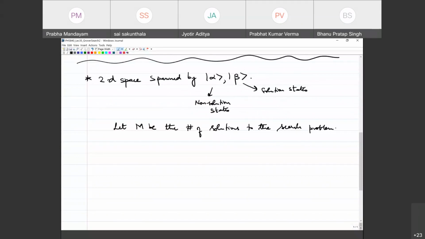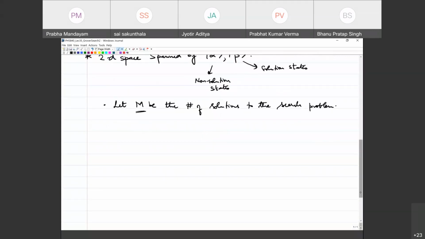Right? So if I want to ask, like this example I was giving someone at the end of class yesterday, find all the pizzerias within a 5-kilometer radius of my house, right? So obviously there may be more than one, right? And so let M be the number of solutions to the search problem.